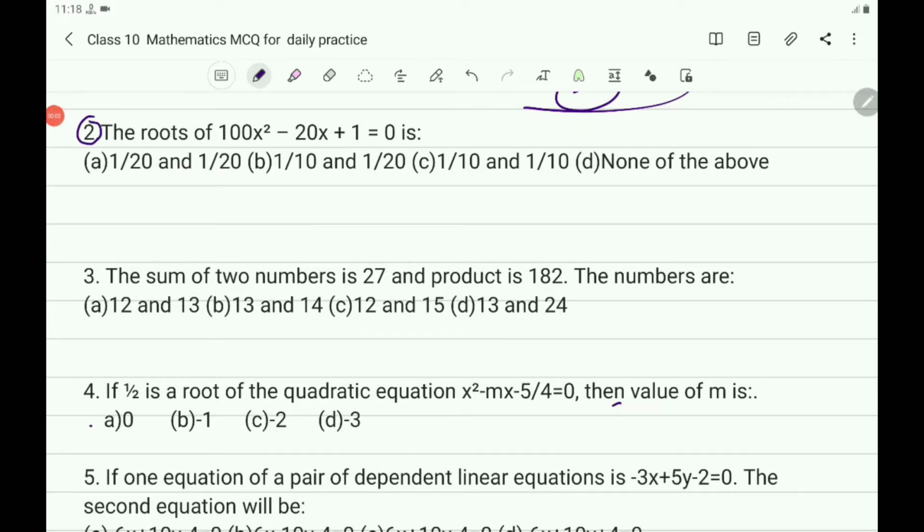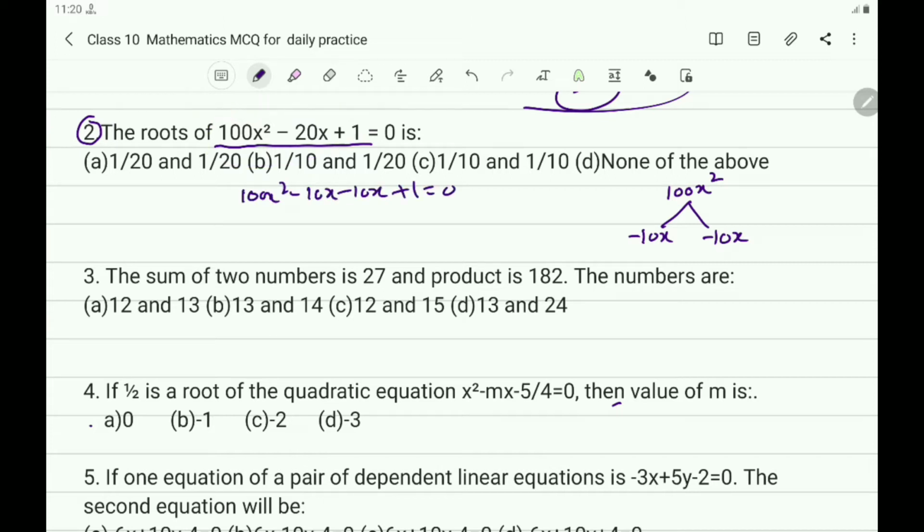Now the second question: the roots of 100x square minus 20x plus 1 equals 0 are, and the options are 1 by 20, 1 by 20; 1 by 20, 1 by 10; 1 by 10, 1 by 10; none of these. Let us find the roots by actual calculation. You take the product and sum. Here the product is 100x square and the sum is minus 20. As the product has a positive sign, the factors have the same sign. 10 tens are 100, so minus 10 and minus 10. So 100x square minus 10x minus 10x plus 1 equals 0.